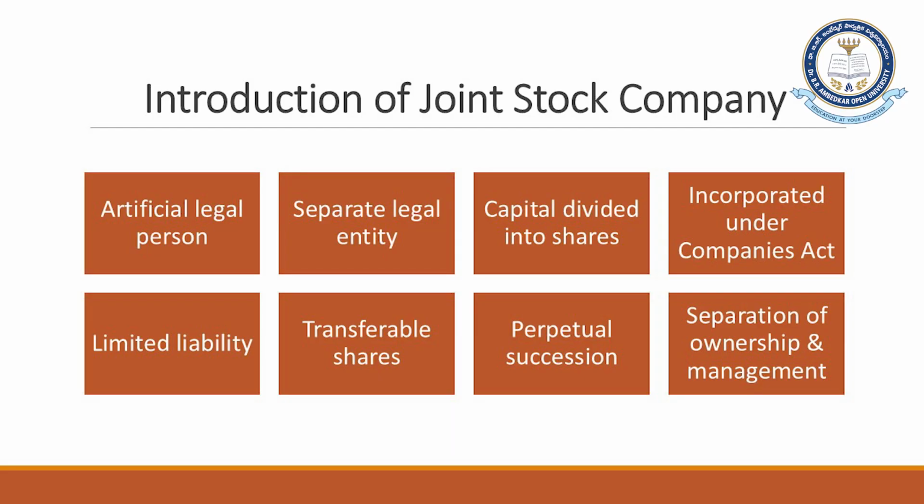A joint stock company is a separate person in the eyes of law. Just like you or I are persons, in a similar way, in the eyes of law, a company is a separate person. So it is an artificial legal person. That means the company can have its own assets, can borrow money, can sue, can be sued, and can have its own liabilities as well.